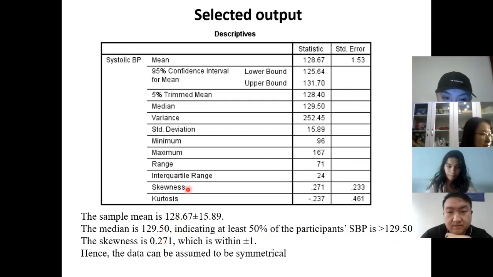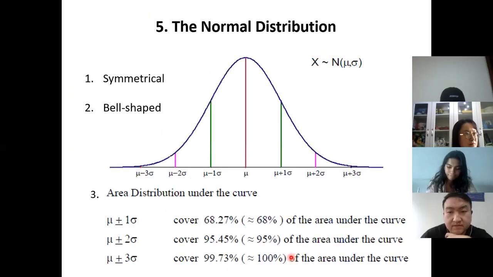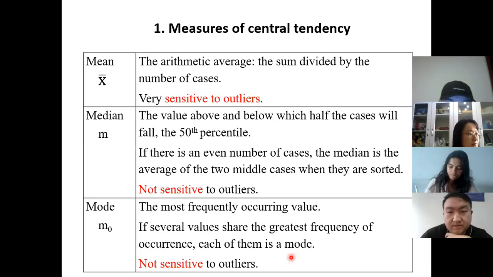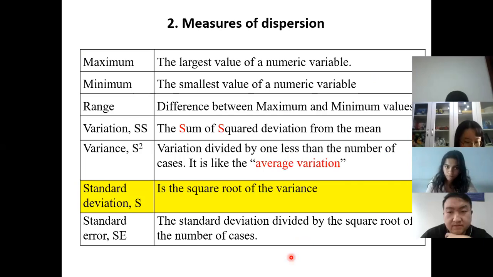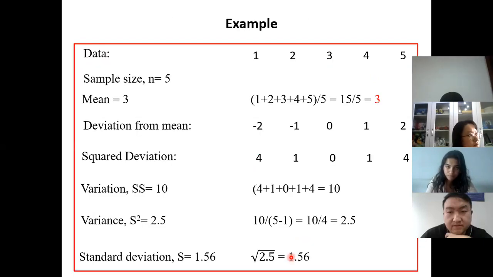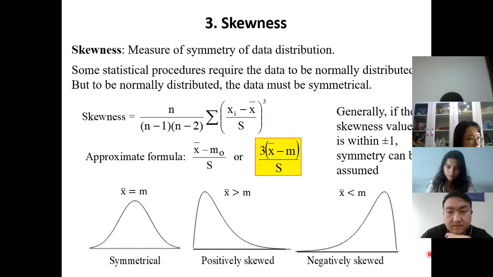Skewness. So what's the skewness value? Is it within plus or minus 1? Is it less than 1? Yes, plus or minus 1. Therefore, data can be assumed to be symmetrical. See what we talked about earlier. We want to know where the data is centered. We have the mean and median. How the data spreads, we have the standard deviation. How the skewness, the value is within plus or minus 1. It can be said the data is symmetrical.